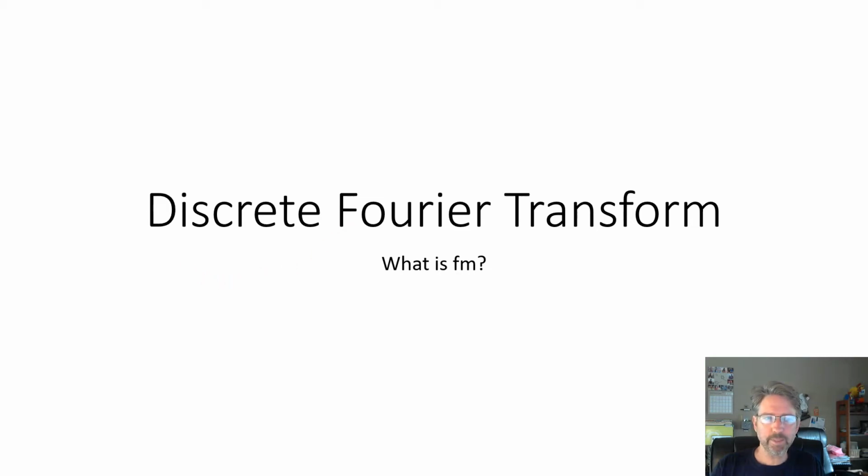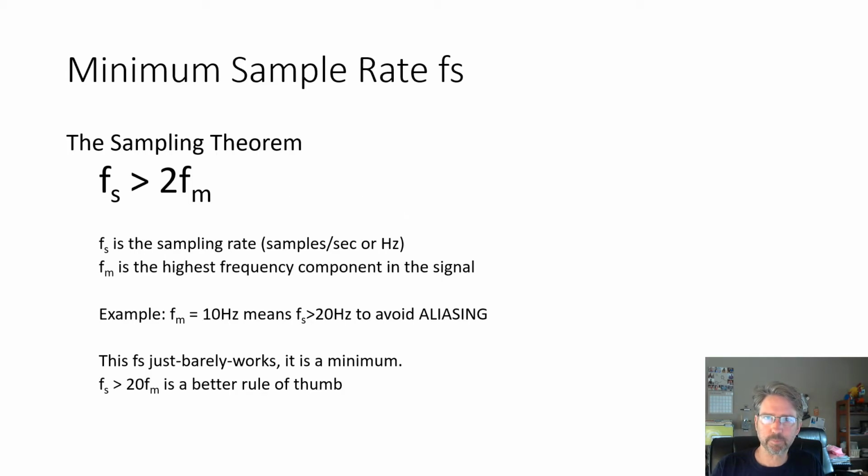Okay, so let's look at using the discrete Fourier transform or the fast Fourier transform, the FFT, to do spectral analysis of a signal. Remember, our goal here is to find FM, the maximum frequency, the highest frequency component in a given signal. So we use the FFT to find the frequency content of the signal, and then the highest frequency is our FM.